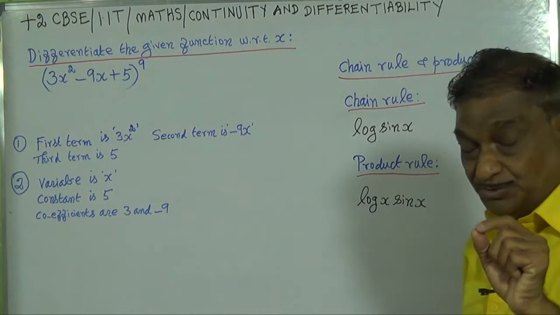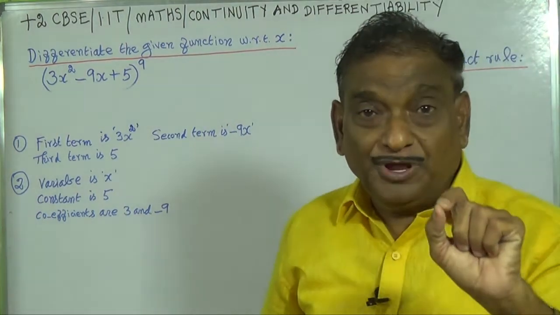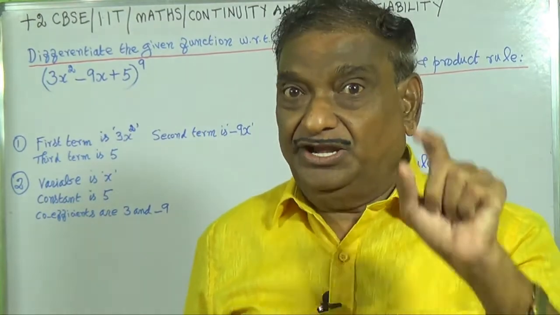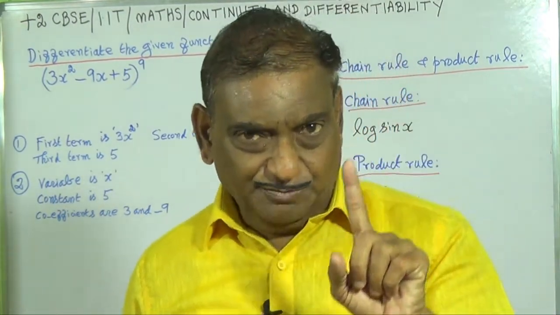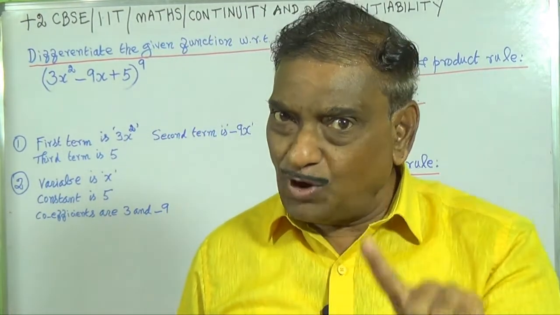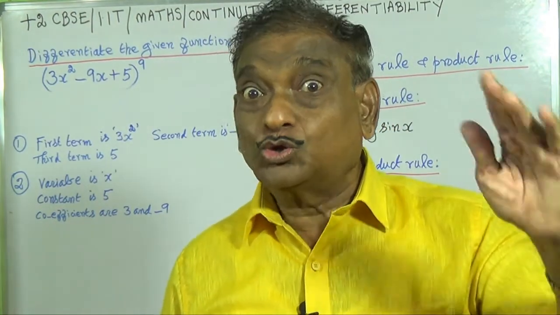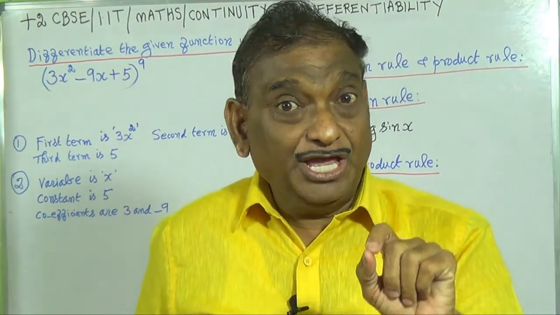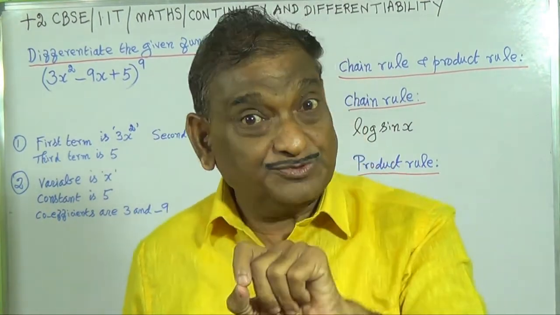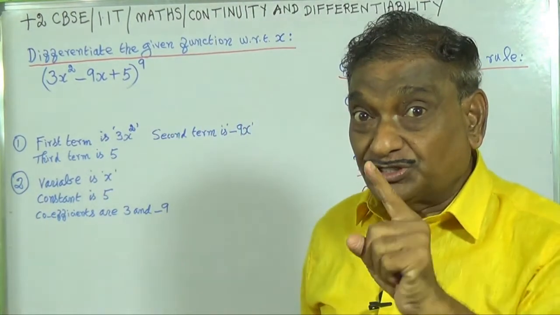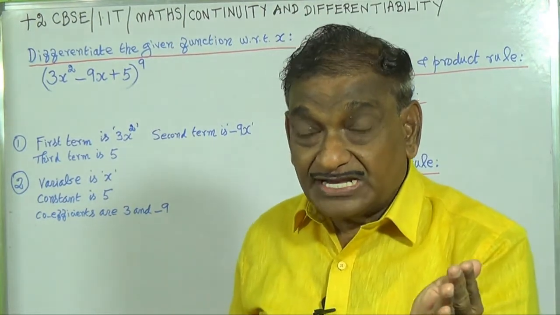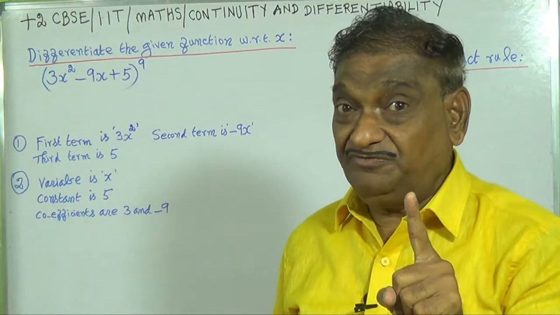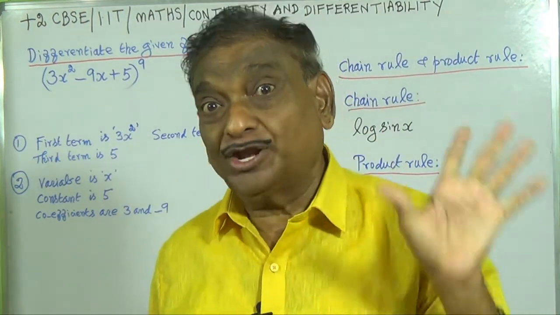Note the difference between the chain rule of differentiation and the product rule of differentiation. In the chain rule, the variable x will come only once, but with two or more functions. In the case of product rule, the variable comes two times. First time with one function, second time with another function. So this is the difference between the chain rule and the product rule.